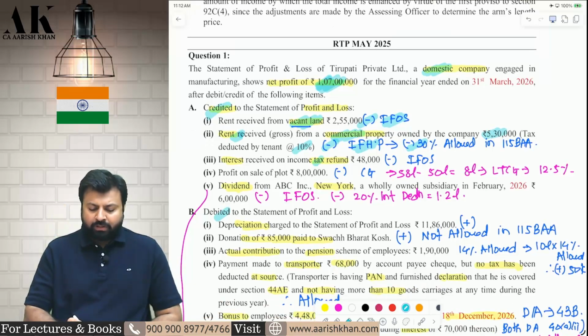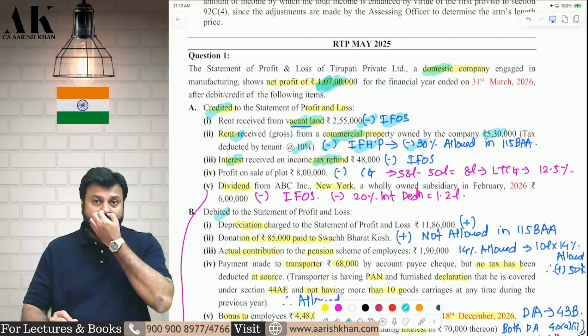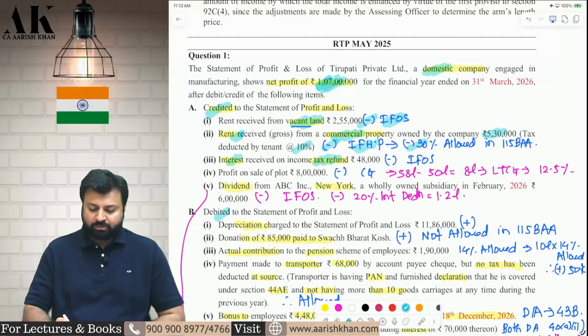Next one, you have got some income tax refund. On that, there is some interest. So what is the treatment of interest on income tax refund? It goes under income from other sources. Reduce from here and show under income from other sources.